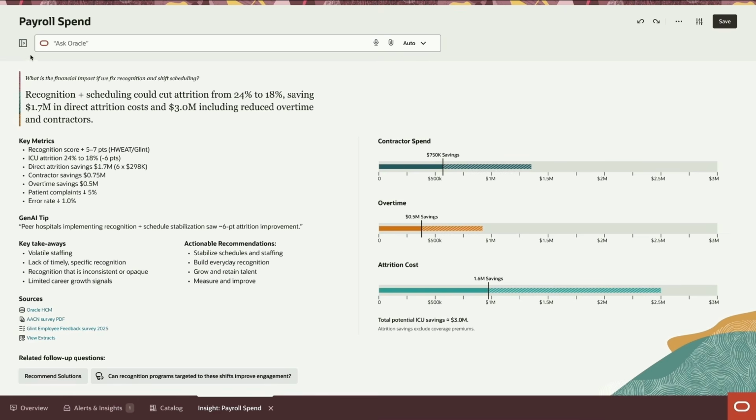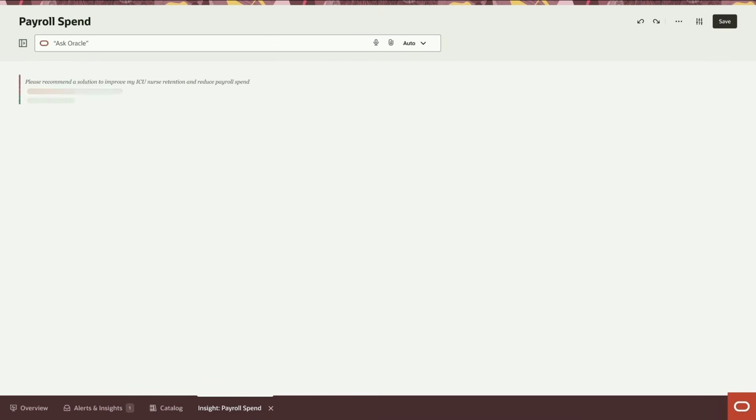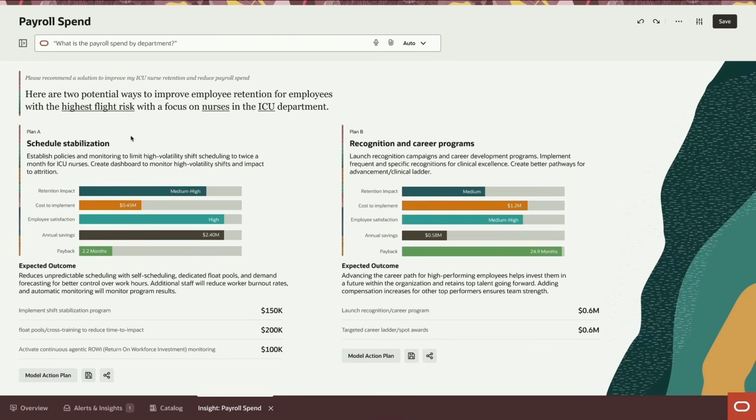Assured by the deep analysis, Dr. Zoe is ready to take actions. She asks the agent to recommend a solution. The agent proposes 2 plans outlining the cost and benefit for each. From the list of suggested actions, Dr. Zoe focuses on Plan A to optimize shift scheduling, which should reduce attrition and increase clinical hours.